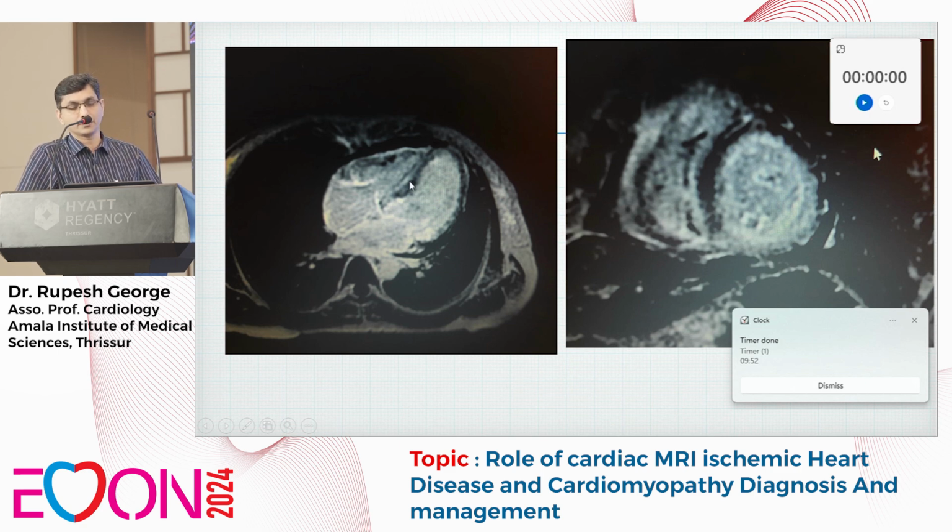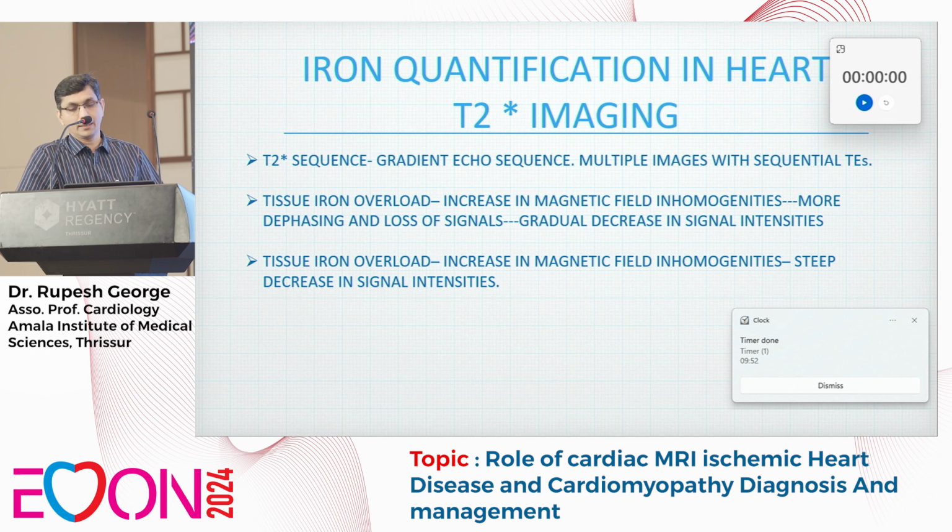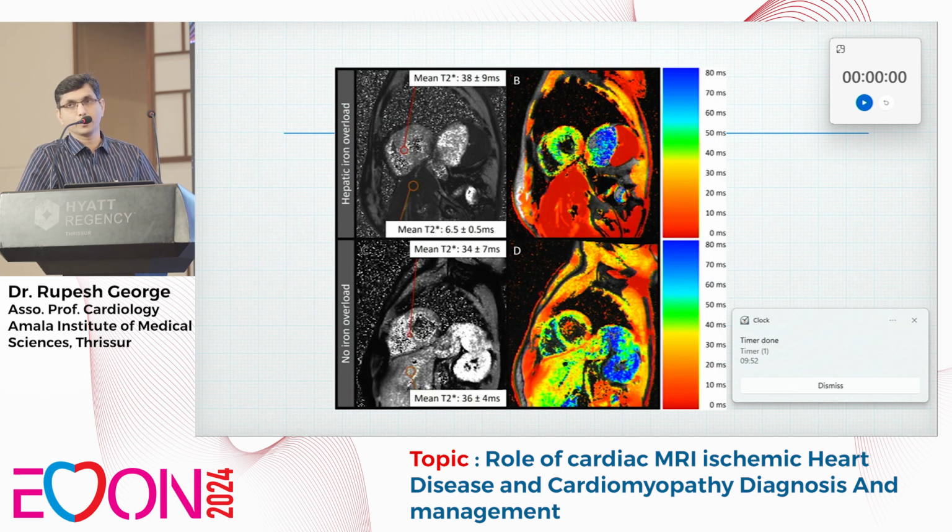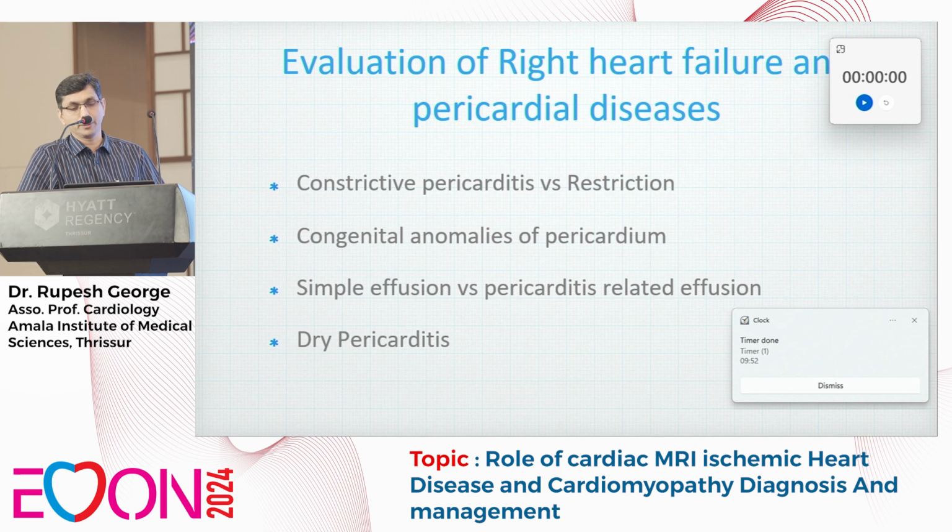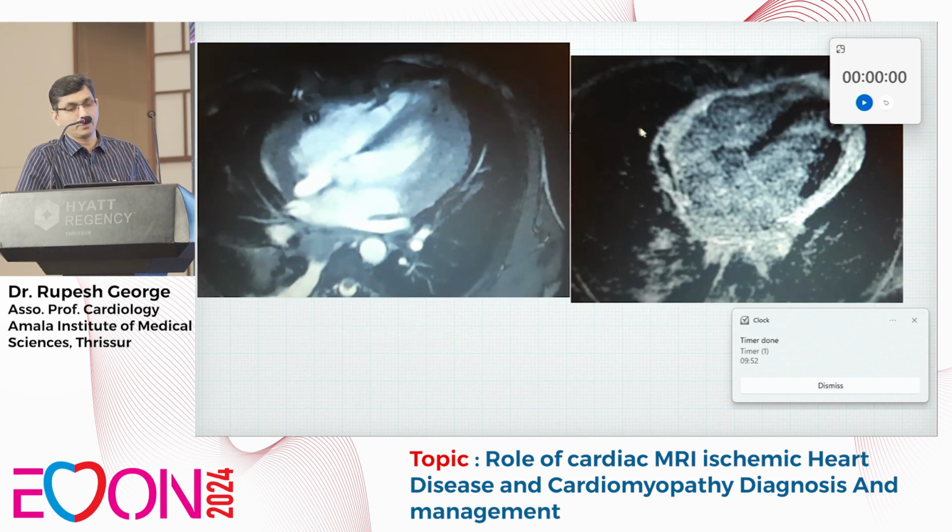Global enhancement is suggestive of amyloidosis, and iron quantification will also be useful to identify iron overload cardiomyopathy. Previously we considered iron overload cardiomyopathy as restrictive, but it can present as a dilated cardiomyopathy also. In all cardiac MRI protocols, T2 star imaging is done, by which we can detect iron overload myopathy. It is also useful in pericardial disease.